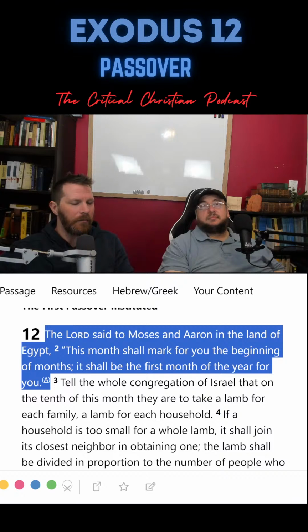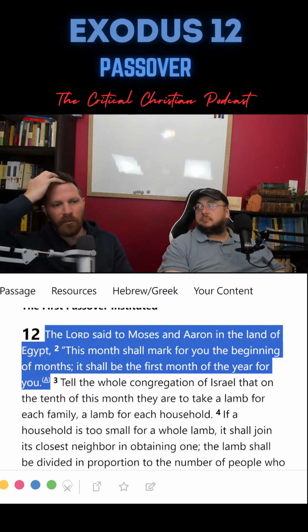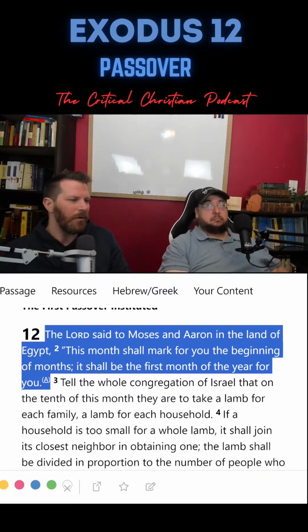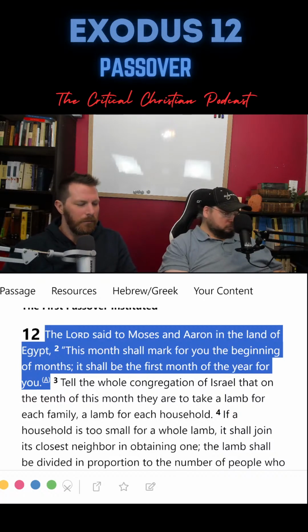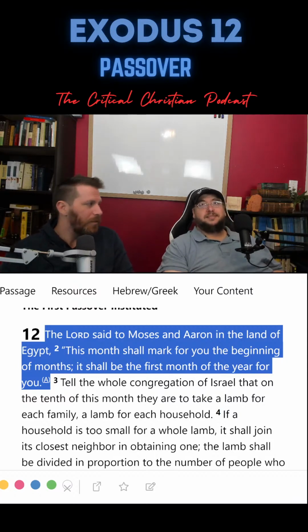Yeah, and I've read this in Hebrew before. It's a very clunky text to read in Hebrew. There's actually a couple ways you could probably translate it. But I think the way the NRSV translated it here makes a lot of sense. Basically just saying this is the first month of the months. Which is what it says in Hebrew.